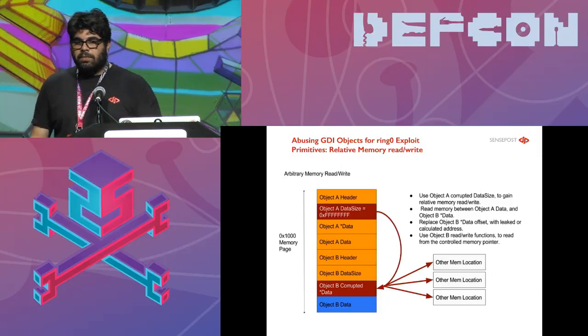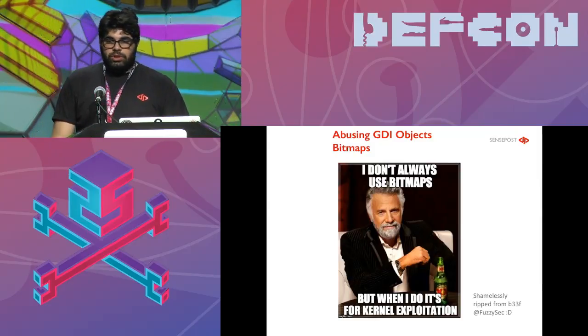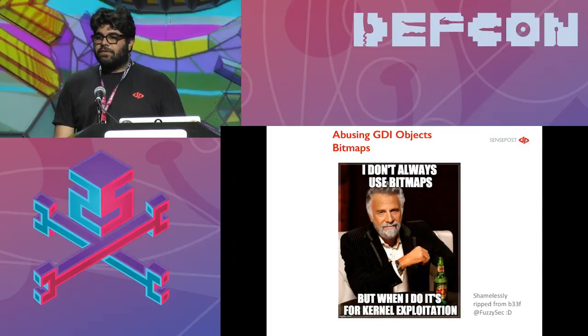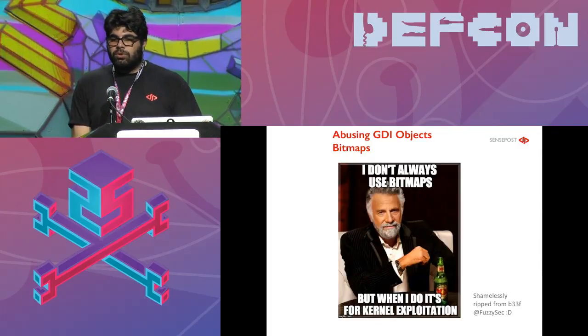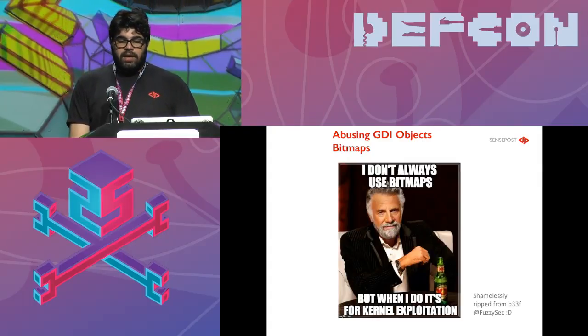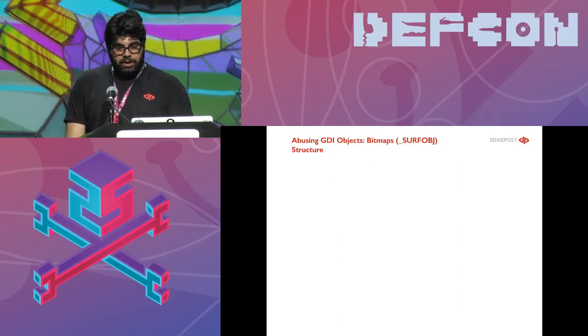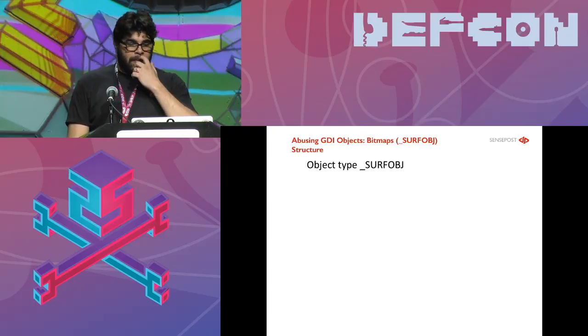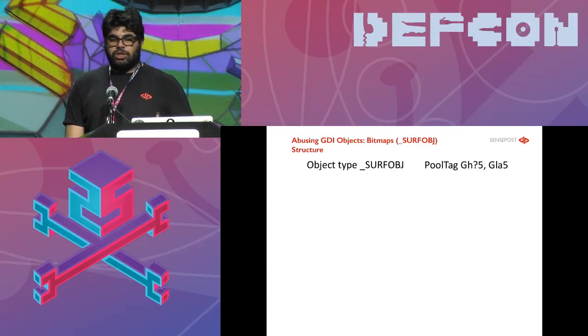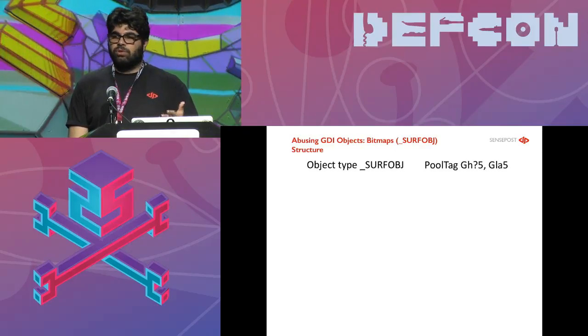The first of these objects that can be abused is the bitmaps. Now, GDI bitmap techniques have been there from 2015. So the first people who talked about it was Keen Team, and it was later heavily detailed by Nico Economo, I hope I said this right, and Diego Juarez. In the kernel, the bitmap is represented in memory by a SURF object and has a pool tag of GH?5, which represents a number that differs from one system to another. So this can be 0 or 1 or 2, depending on the version of Windows, or GLA5 when it's allocated to the lookaside list, which is outside of this talk.